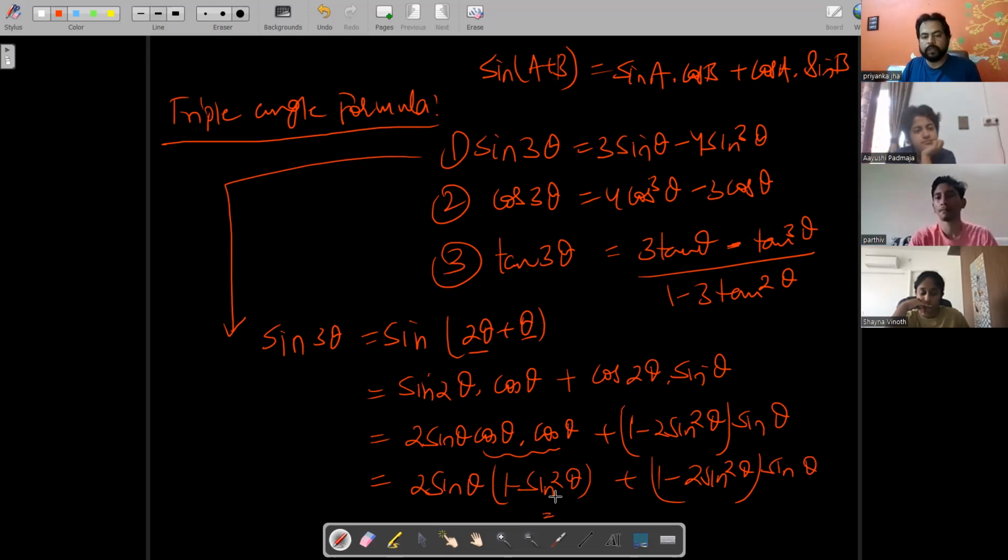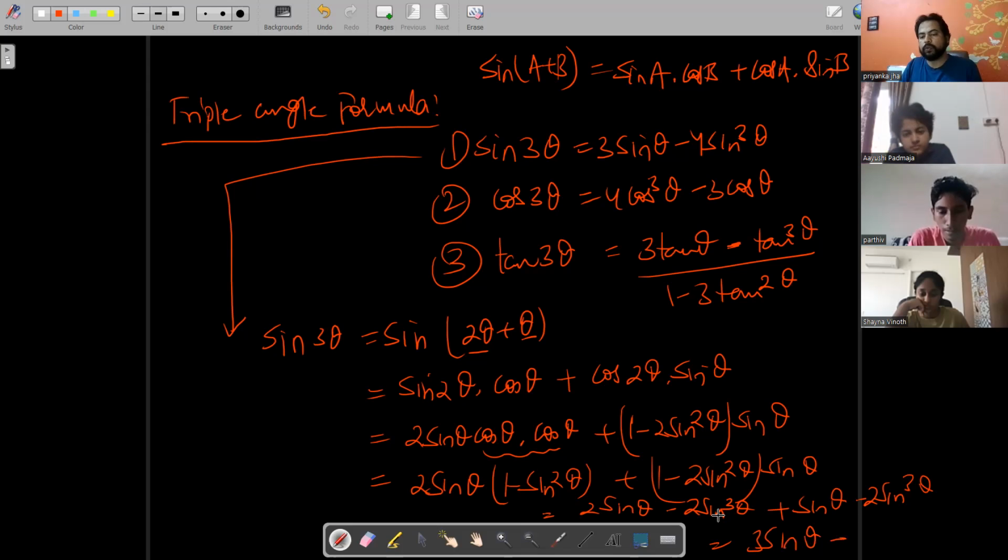theta. Open it. 2 sin theta minus 2 sin cube theta plus sin theta minus 2 sin cube theta. Add it. 2 sin theta plus 1 sin theta, that is 3 sin theta, minus 2 twice, that is 4 sin cube theta. Like that, you can prove cos 3 theta and tan 3 theta. Write one proof, and based on that, you can prove yourself.